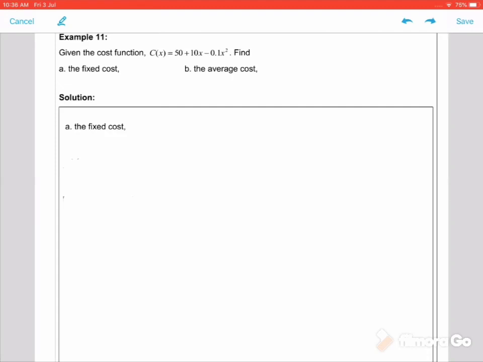As we know, the fixed cost is when x is equal to 0. So, given the cost function, we just substitute x with 0 to get the fixed cost. When we substitute x equal to 0, you will get the answer 50. So, we can write the conclusion: the fixed cost is Rm 50.